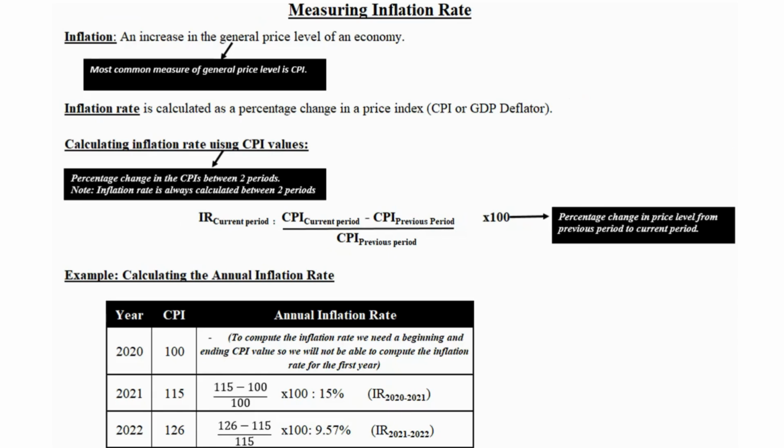Now, in this case, the inflation rate for the current period would be the CPI value for the current period minus the CPI value for the previous period, divided by the CPI value of the previous period. This will measure the percentage change in the price level from the previous period to the current period. Now, let's look at an example in which we'll be calculating the annual inflation rate.